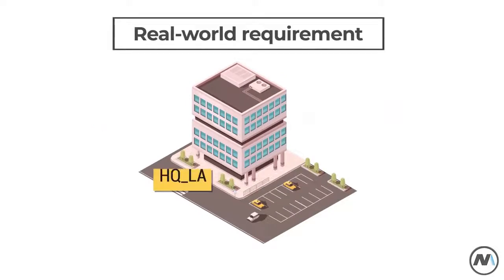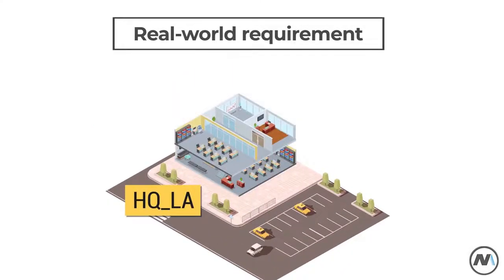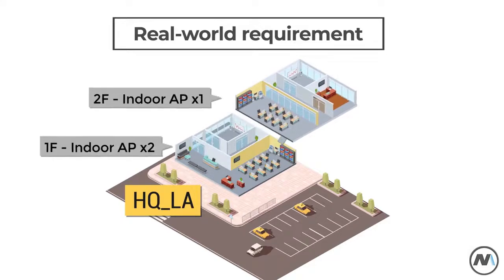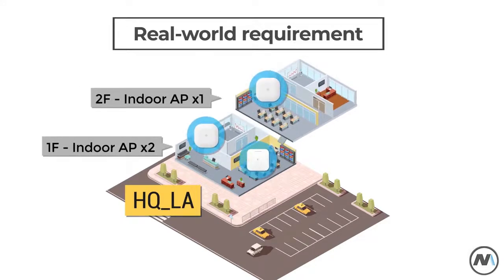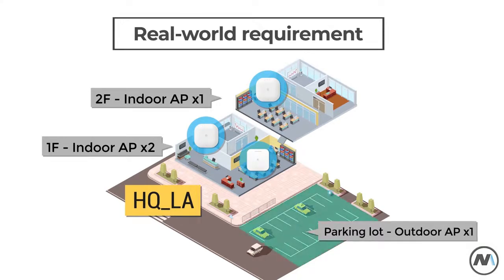Here is an example wireless network deployment plan for an office building. Let's deploy multiple access points for this building. The indoor access points are located on all floors, and the outdoor access point is situated in the parking lot next to the building. Now we have the intended location to deploy our wireless network.